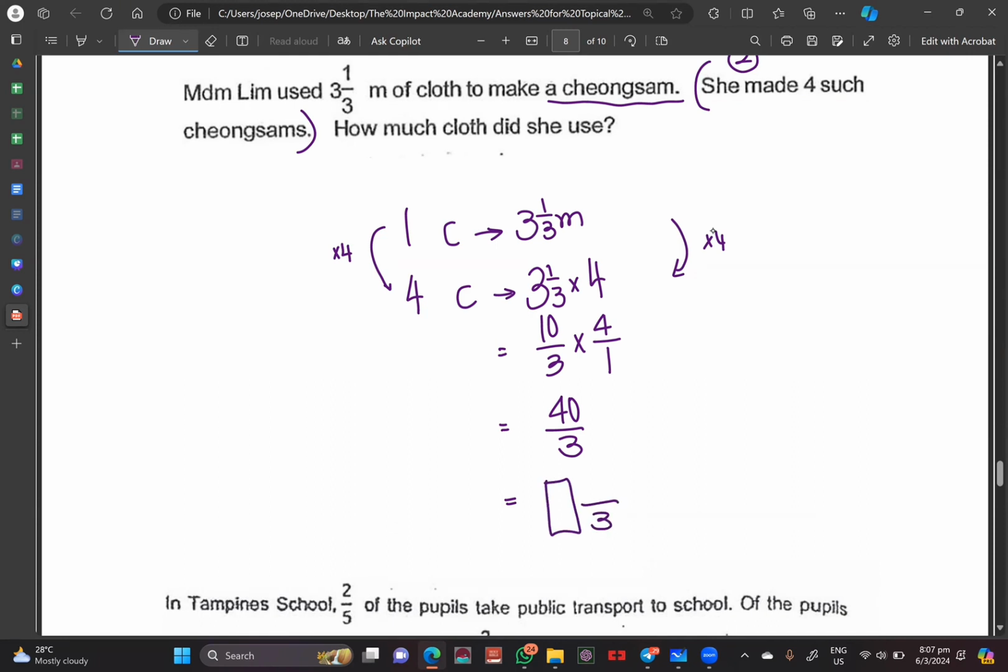Make sense? What is it? 13, 1 over 3. Why? Why, my teacher? How do you do it so quickly? Okay, don't worry. 40 over 3, right? So you count in multiples of 3. Try to get to something that is the closest to 40. So 3 times 13 equals 39. Agree so far? That's why you see 13 is over here, 1 is over here, 3 is over here. Make sense? So how much cloth did she use? 13, 1 over 3 is not enough. You need to put the meters. Agree so far? So this is your answer for this question.